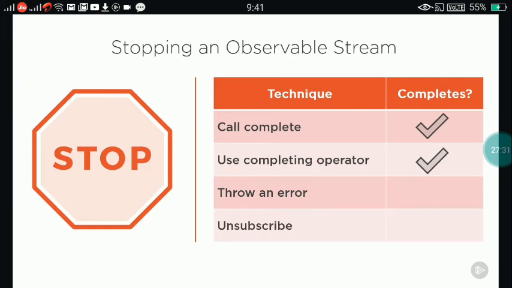Calling the unsubscribe method on the subscription also stops the stream. Unsubscribing does not call the observer's complete method. It simply lets the stream know that we are no longer interested in observing it, so it shouldn't emit any more items. In all of these cases, the stream stops. Let's look at the unsubscribe method.